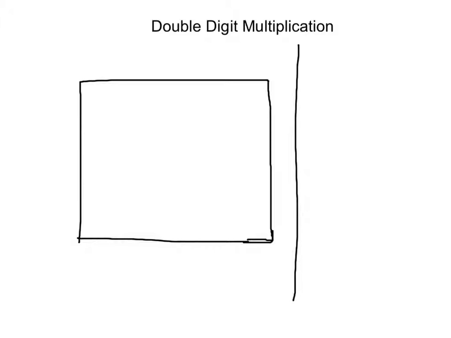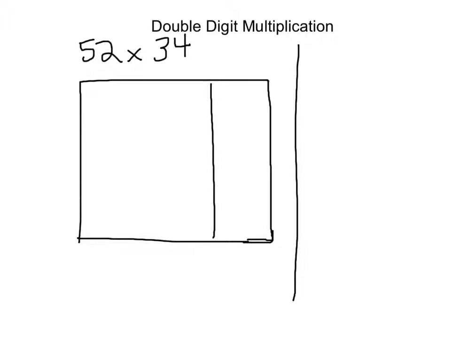I'm going to pick an equation, maybe something like 52 times 34. So, the area model tells us that if we're trying to find the area of this rectangle, you just multiply each side times itself. Well, you can split that rectangle up into easier to work with pieces.